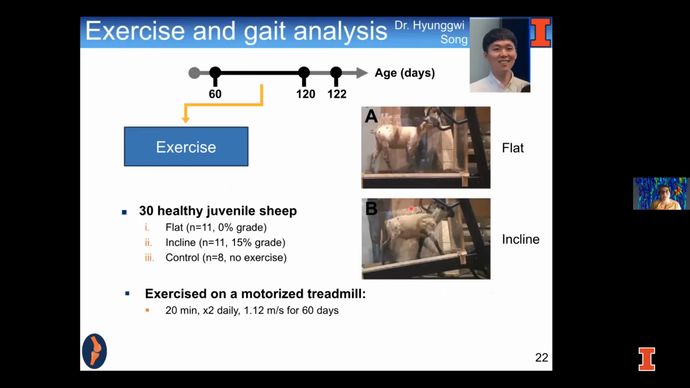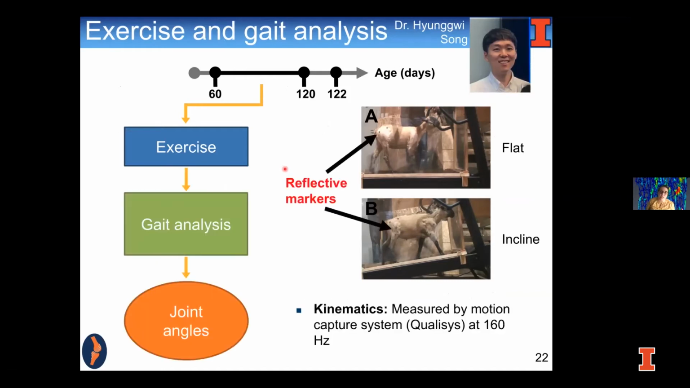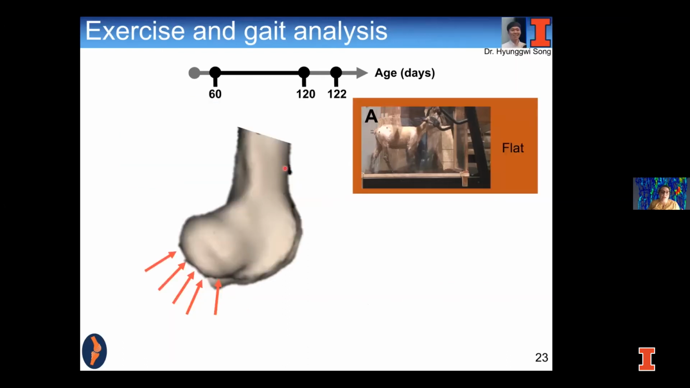So in this case, this is work done by Dr. Kyung-Mi Song, a recent PhD graduate from our lab. And in this study, we exercised 30 healthy juvenile sheep. There were non-exercise controls. There were some sheep exercised on a flat treadmill, and then there were some that were exercised on an incline, and the exercise period was for 60 days. During the course of the study, we recorded motion capture and ground reaction force data. So the motivation for whether or not we run them on an incline or not has to do with actually trying to target the actual mechanical loads.